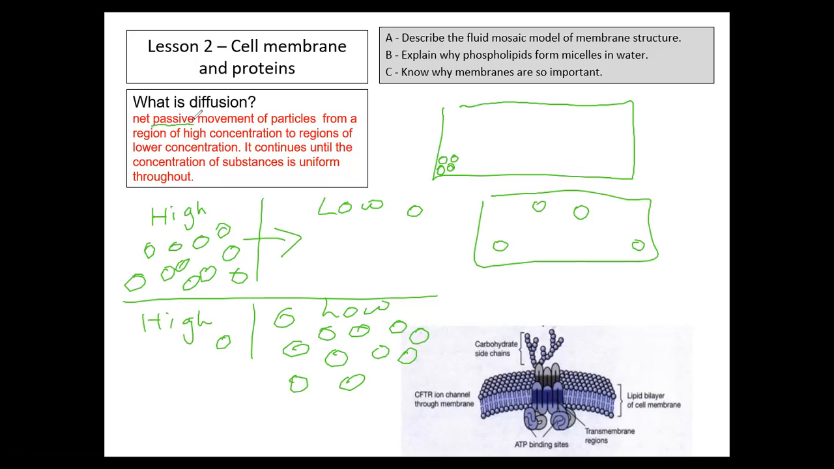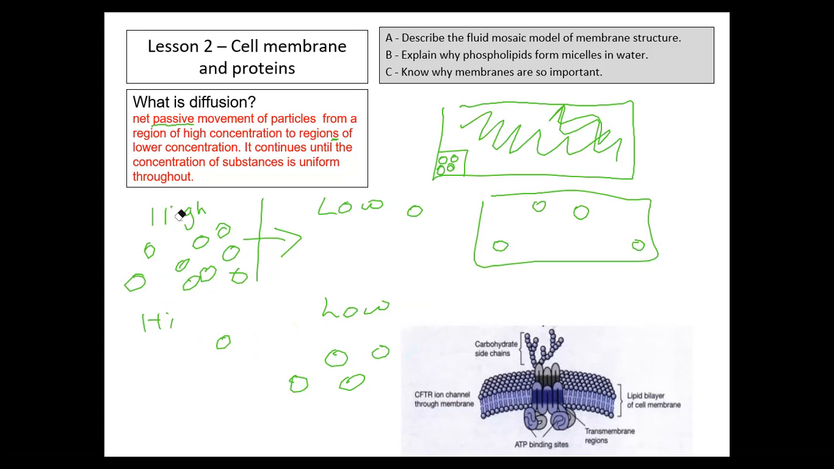Passive meaning does not require any energy, it just happens by itself, of particles from a region of high concentration to regions of lower concentration. And that's really important, this plural, regions. We're not saying it's going high to low like this. This is a high area, the rest of this area is low, so these particles could go anywhere in the low region. And this continues until the concentration of substances is uniform throughout. What we mean by that is, if we show this in a different way.